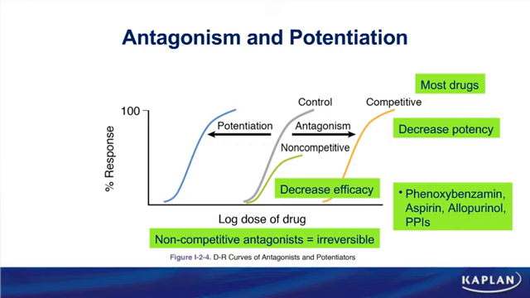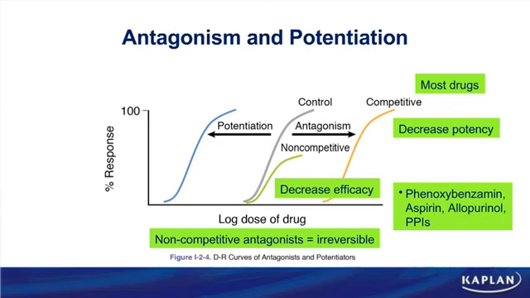So when you compare one more time, the competitive antagonist shifts the curve to the right, decreased potency. The non-competitive drug shifts the curve downward, decreasing efficacy. The shape really gives it away.